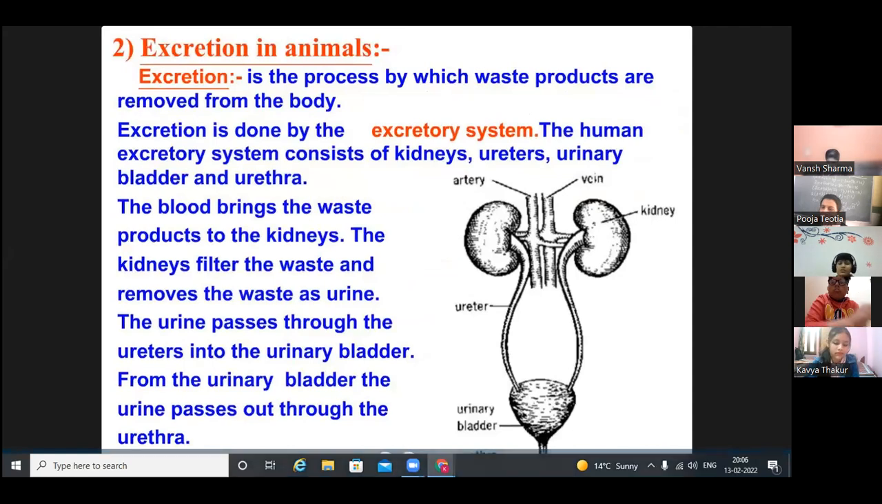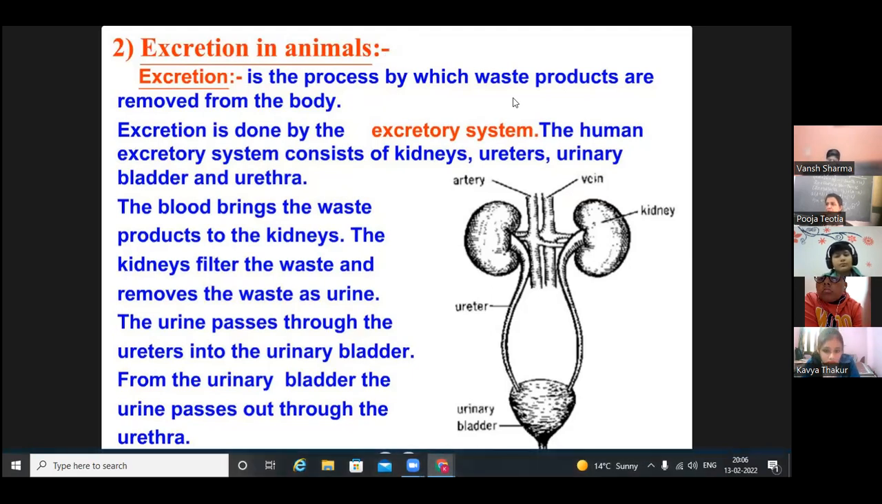Children, so till here your circulatory system is over. Now we'll discuss the excretory system. Whatever waste is there in our body is excreted through the body. So how is excretion done?